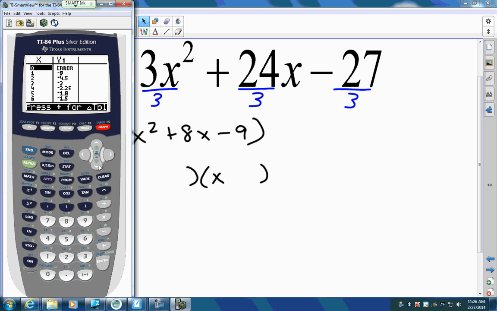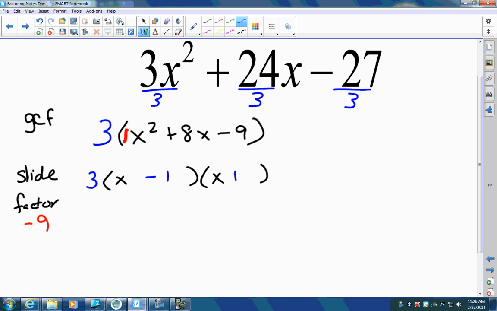Well, here's the issue. 1 and negative 9 give me what? Negative 8. Go up this way. Negative 1 and positive 9. That gives me positive 8. So there's my factors. So I'm going to have negative 1 and positive 9.